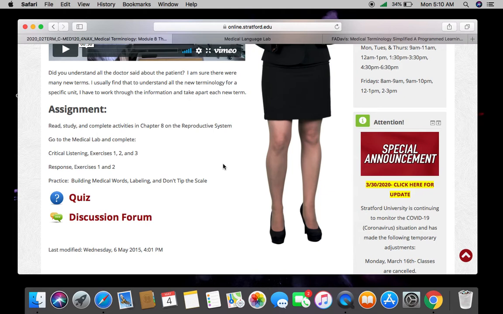please shoot me an email with a screenshot, and you could press Control Print Screen if you're on a PC, or Shift Command 4 if you're on a Mac. Okay. And building words and labeling, remember, this is optional, but this is the stuff that I need to see. The critical listening exercises 1, 2, and 3, response exercises 1 and 2. Okay, and again, for whatever reason, I can't see it all.